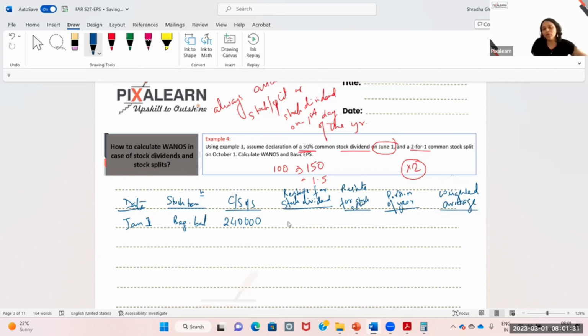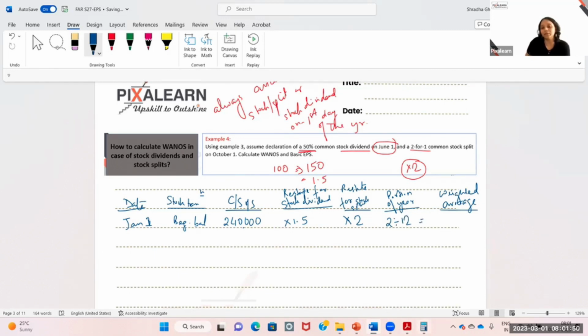So what we will do for this, I multiply it by 1.5, and then I will multiply it by 2. And it is outstanding. Now I know which period it was. It was only for Jan and Feb. That means for 2 months. That means 2 divided by 12.